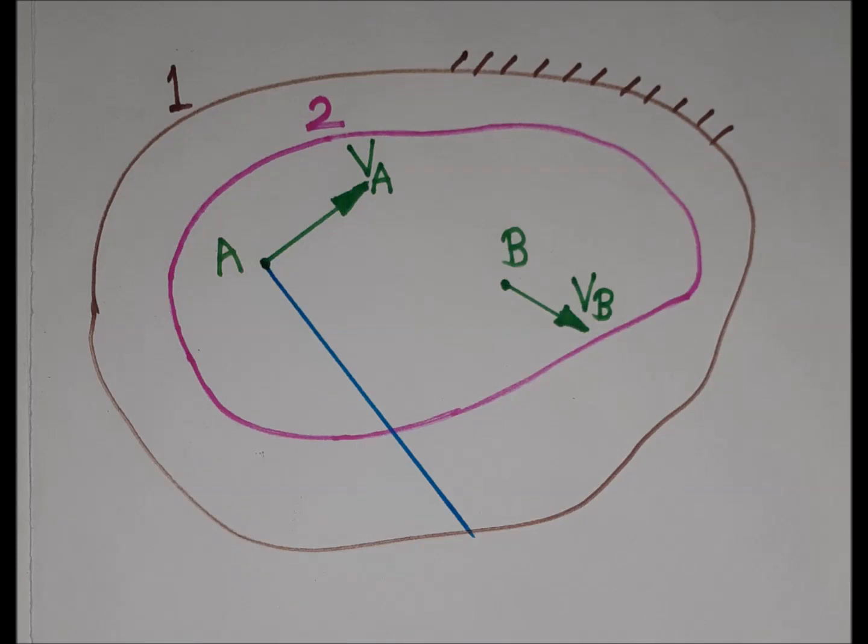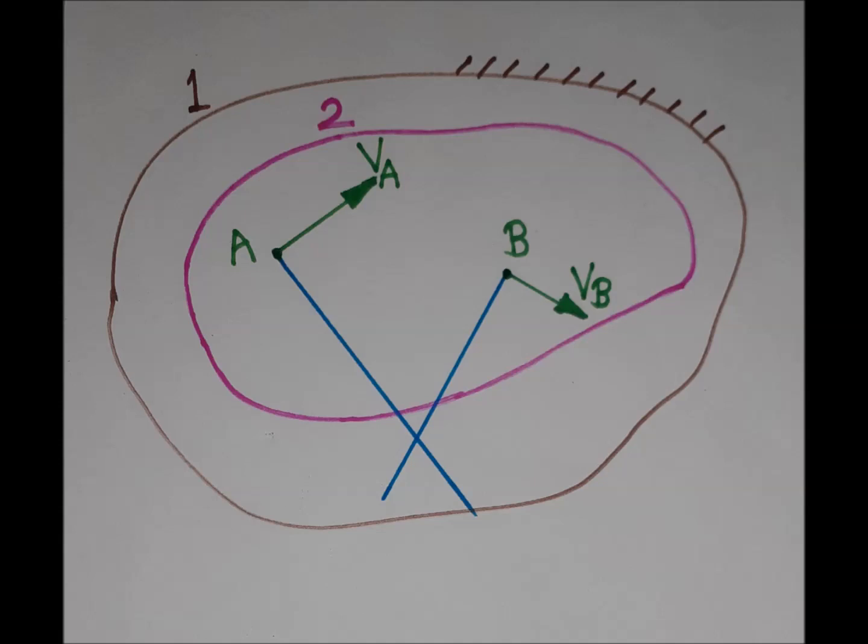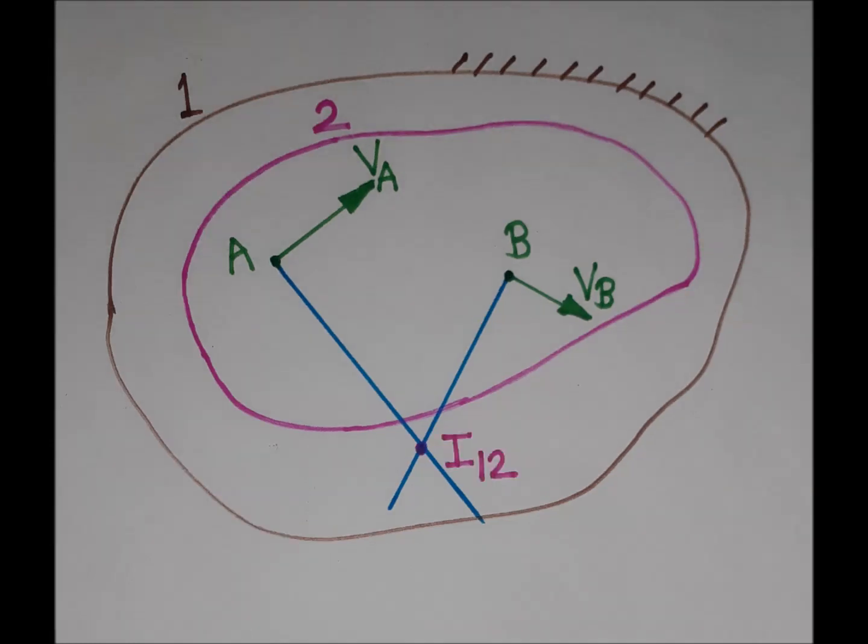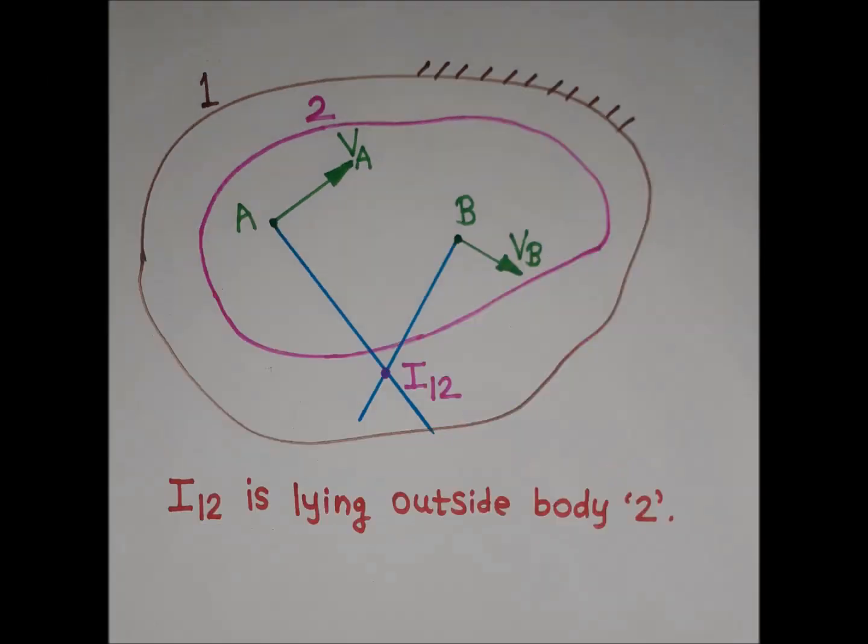Now we will draw a line perpendicular to VB. At the intersection of these two perpendicular lines, we will have ICR I12. Here you can notice I12 is lying outside body 2. Planar body 1 is fixed. We can imagine planar body 2 as a rotating member or rotating disc about center I12, which means at this instant planar body 2 is having pure rotational motion about center I12.